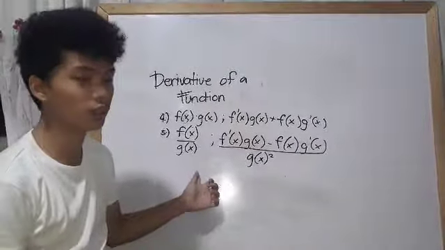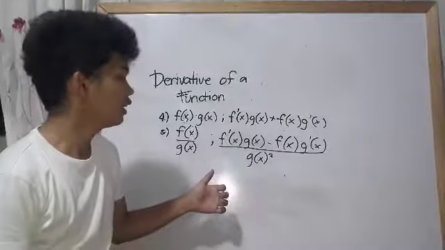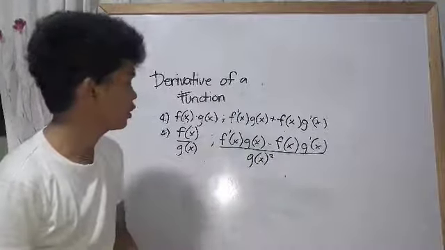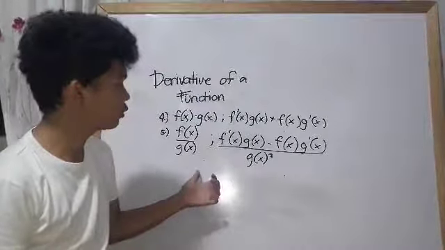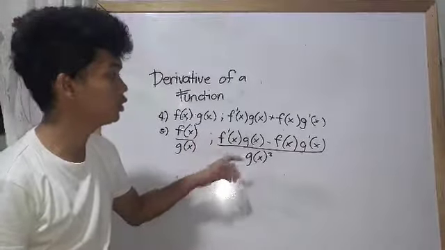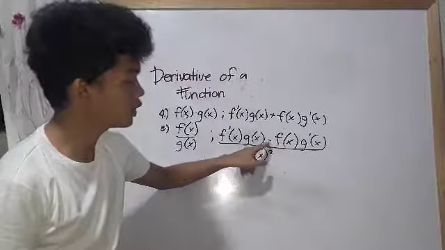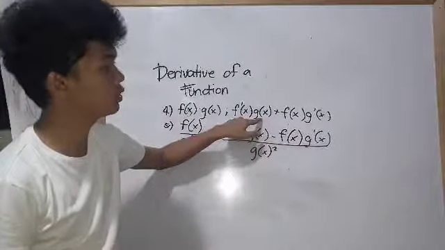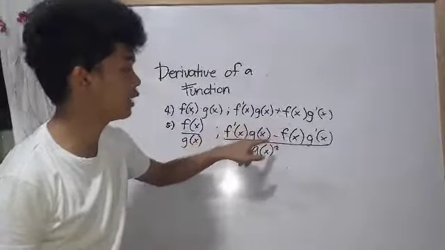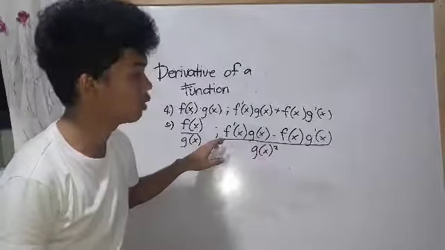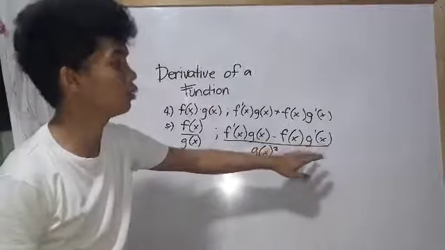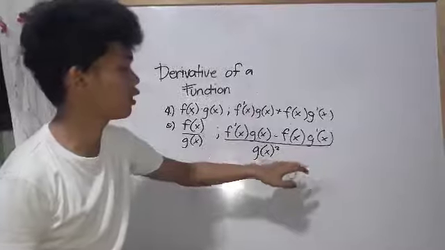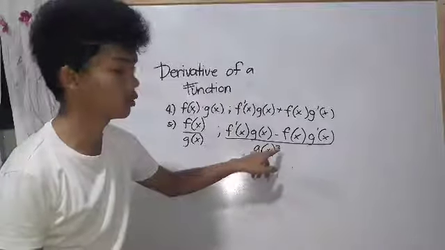Okay, so going on to our topic, which is the derivative of a function, we now have the quotient rule, which is the fifth rule. And actually, there's no difference from the quotient rule to the product rule, since we just need to change the sign of this equation or formula, and divide the whole function by g of x squared.